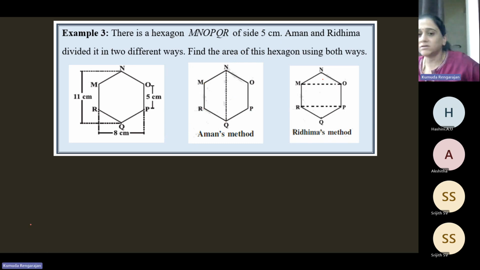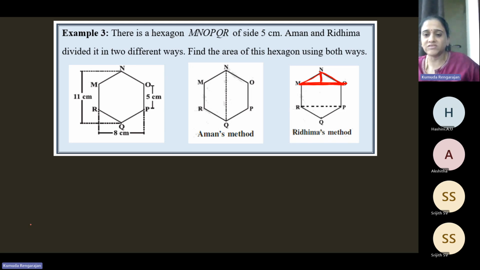And here, how do you find the area of this triangle? Half base into height. What's the length? The length is 8 centimeters. And what's the altitude? Altitude is 3.5. Not 3.5, 3. Yeah.